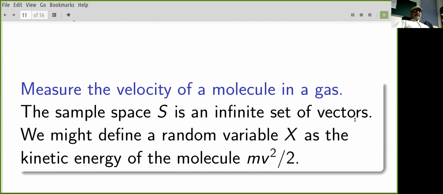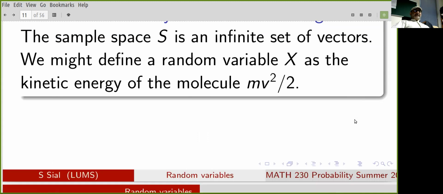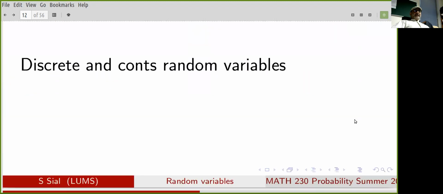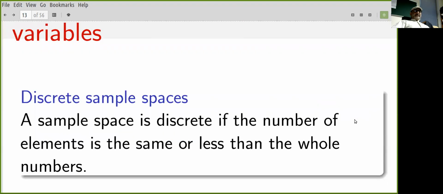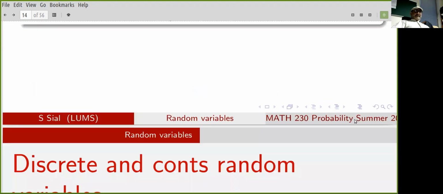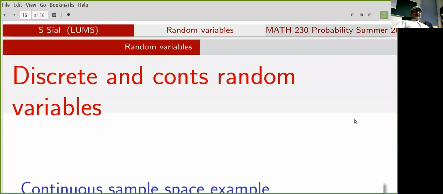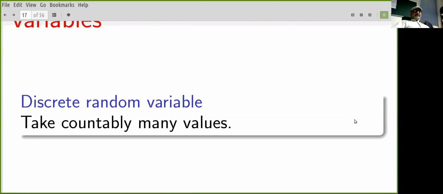So in the previous case, the values that the random variable can take are discrete. Here, the values that the random variable can take are continuous. So we make this distinction between discrete and continuous random variables. Discrete random variables take discrete values, and continuous random variables take values in a continuum on an interval.